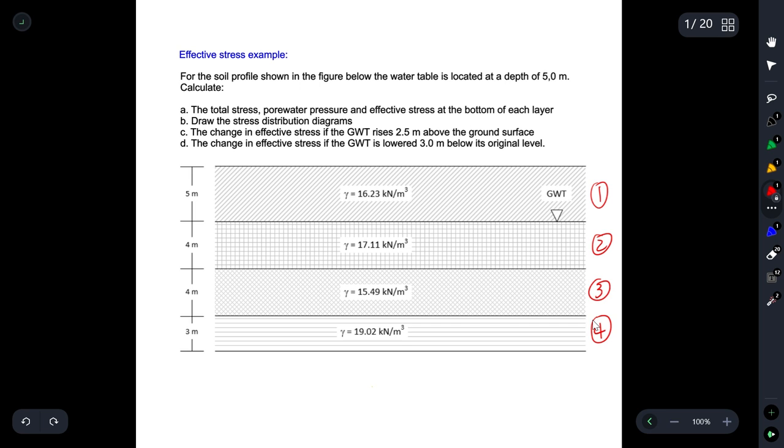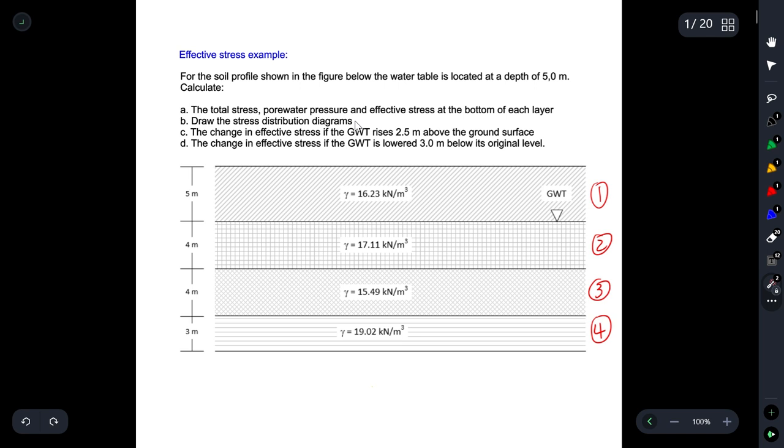For each layer, we have soil properties which include layer thickness 5, 4, 4, 3, for a total of 16 meters, and the unit weight of each soil layer. Now, as for the questions, we have part A. We are asked to calculate the total stress, pore water pressure, and effective stresses at the bottom of each layer. Then we're asked to draw the stress distributions diagram here.